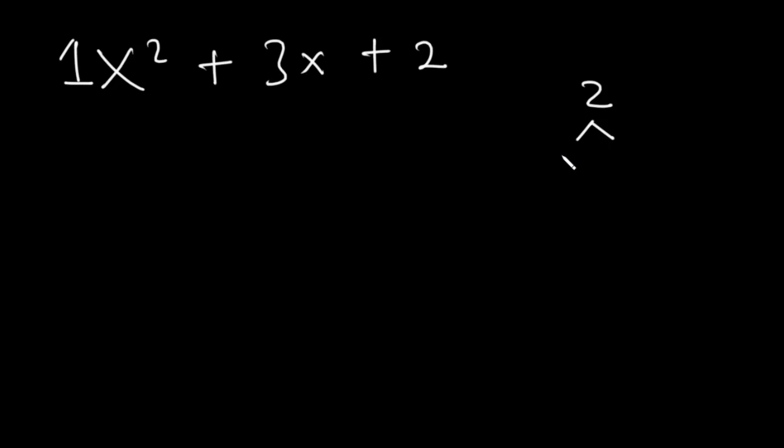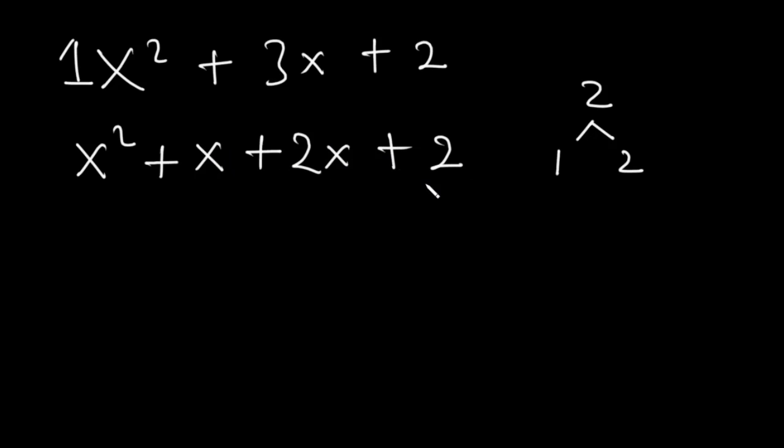Factors of 2 are 1 and 2, and 1 plus 2 is equal to 3. So this expression is going to be x squared plus x plus 2x plus 2. Notice that 1 times x is 1x, which is equal to x. Now let's try to group like terms.